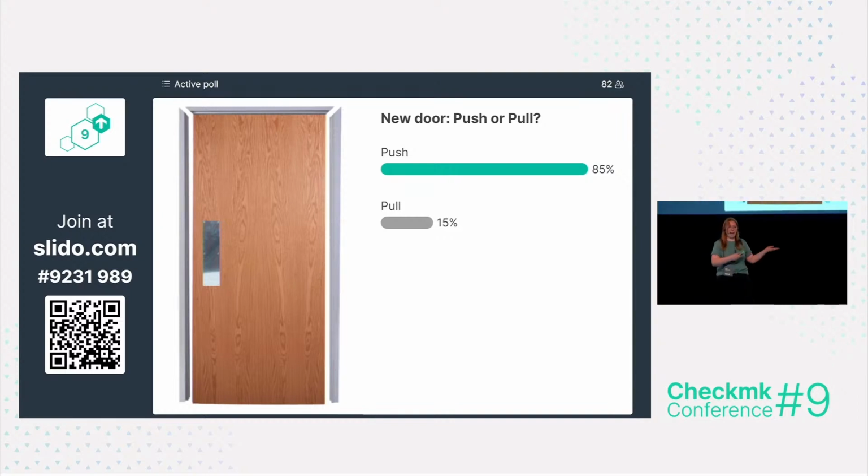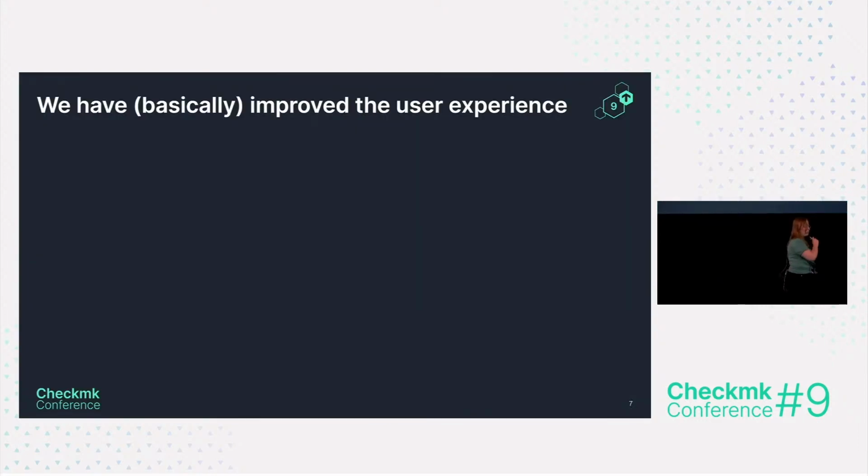So, why have I told you about this example? Because we have basically improved the user experience of this door for around 40% of you. Because you could now open it on the first try and be less frustrated and of course a lot faster.